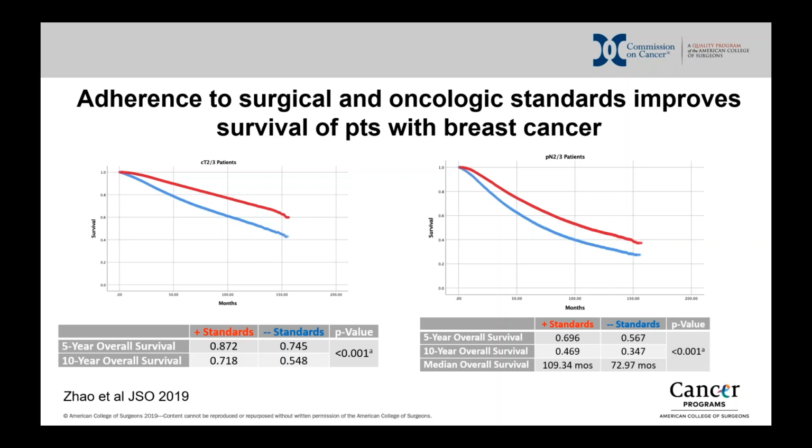Data is accumulating that adherence to the operative standards as described in these manuals is indeed associated with improved oncologic outcomes. This slide demonstrates a recent study in which patients with breast cancer were retrospectively stratified by whether or not their operation was conducted in a manner consistent with the operative standards. In each subgroup evaluated, patients whose operation was adherent to the described standards lived significantly longer than patients whose operation was not adherent to these standards.